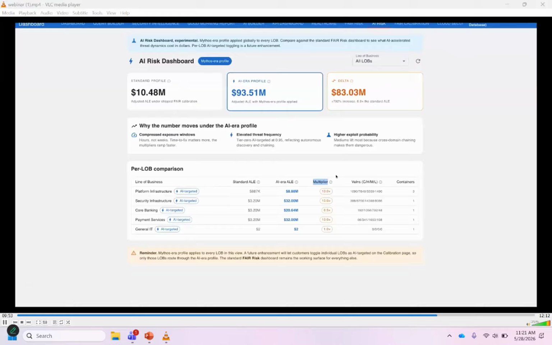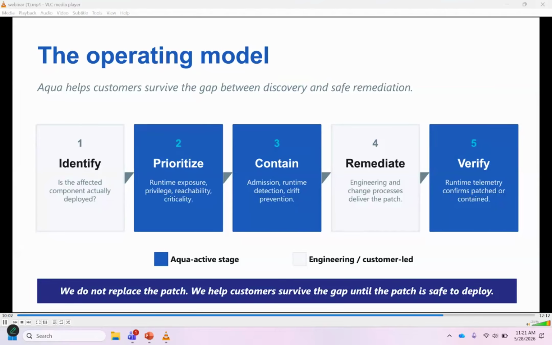This is the screen where you realize the conversation is not theoretical. Your own workloads, your own dollar values, twice the risk picture side by side. So let's close the demo.